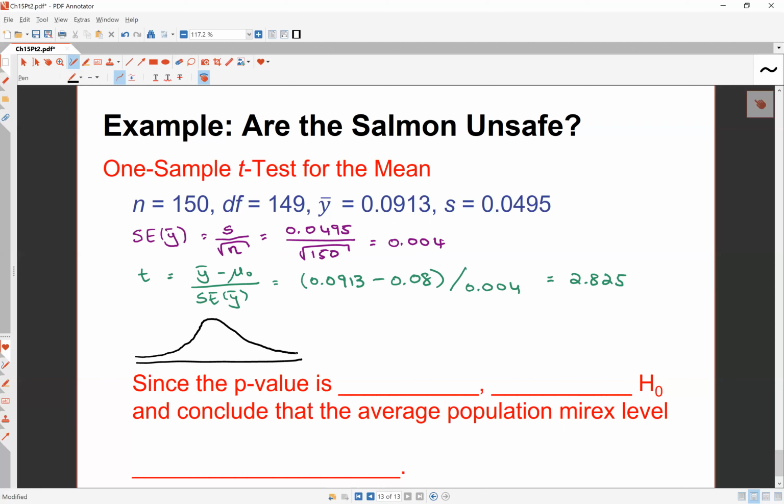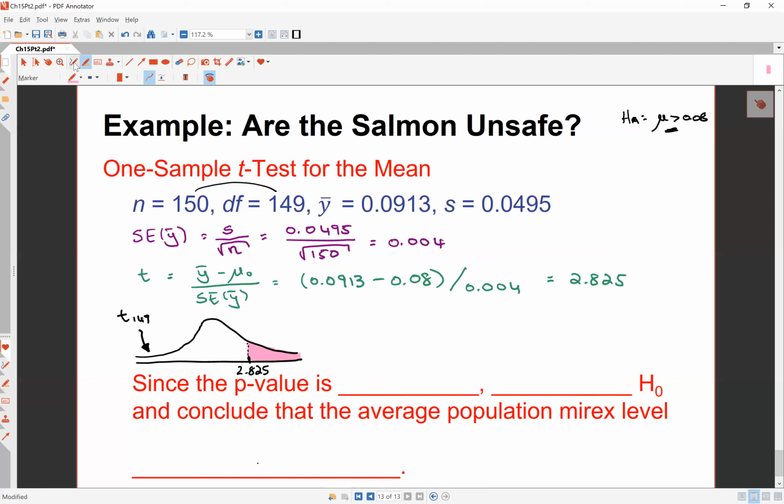Now remember, that still follows a bell curve. So I'm drawing a bell curve, but in this case, it represents a t-distribution with 149 degrees of freedom, one less than the sample size. We calculate a value of 2.825. And in this case, our alternative was that we exceed the threshold, greater than. So in this case, our p-value is the bell curve region to the right of our test statistic.